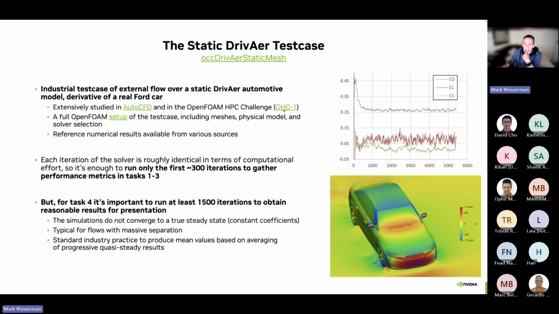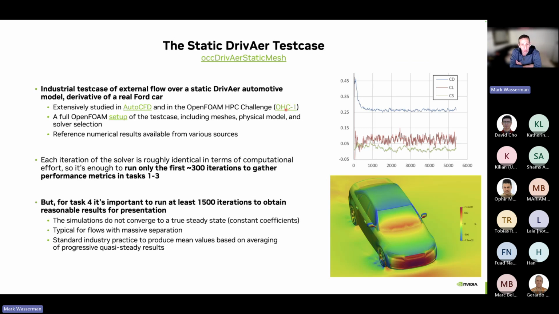And I also provided a link here to reference results that you can also use as a sanity check for what you obtain. A full OpenFOAM setup of the test case, including the mesh file, which means how the cells are distributed around the body, the physical model, and the solver that is used is given to you as part of the starting point for this task. You can experiment with it and change it, but we do ask you to consider the output that you're receiving, meaning that there are reference numerical results available from various sources. Among them are the Auto CFD and also the OpenFOAM HPC challenge.